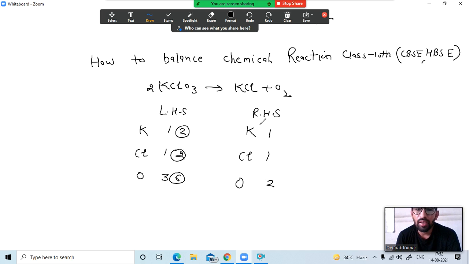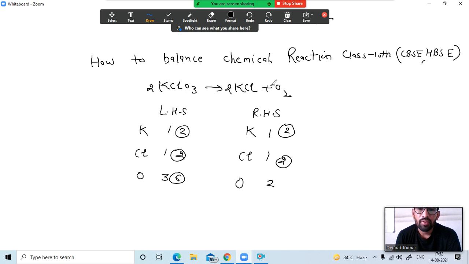Now what will we do to balance the chlorine? We will multiply by 2. When we multiply by 2, your potassium will be 2 and your chlorine will be 2. Now your chlorine is balanced and your potassium is balanced. Now we will check the oxygen. Here on the left hand side oxygen is 6. What will we do?